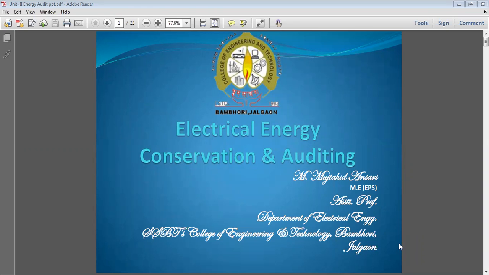The classification is definitely based on some method. It also depends upon the client's financial readiness to invest in the energy audit. Again, it also depends upon the type of industry, type of client, or any organization where we want to do the energy audit. Okay, so now we will proceed further.